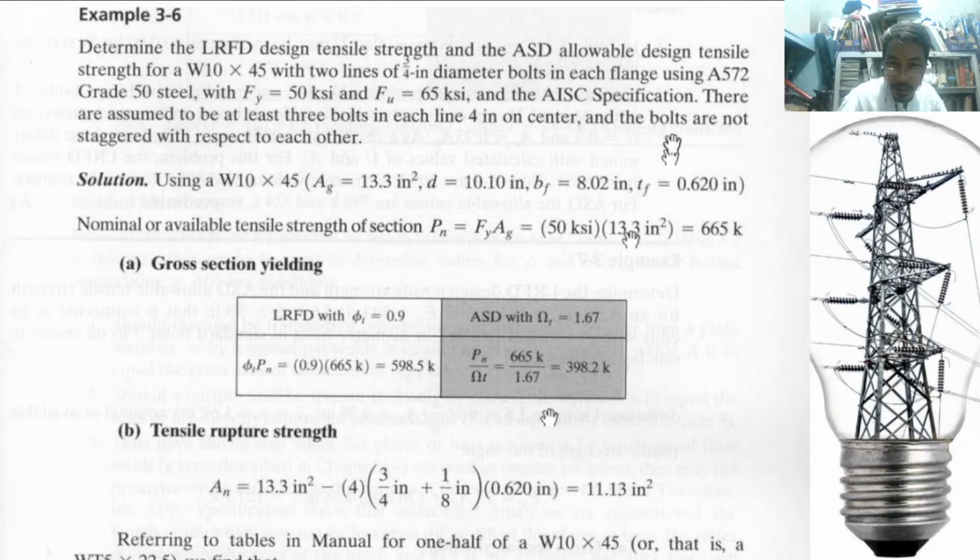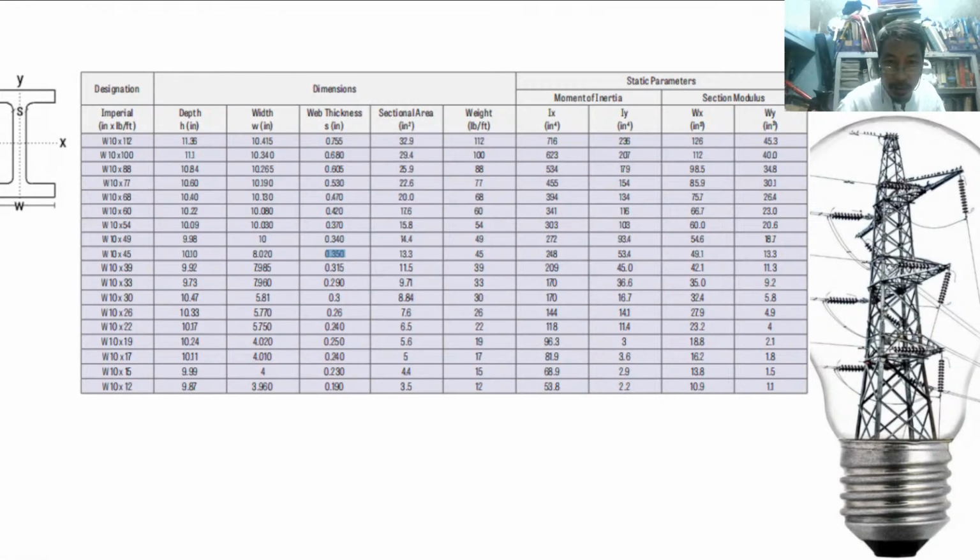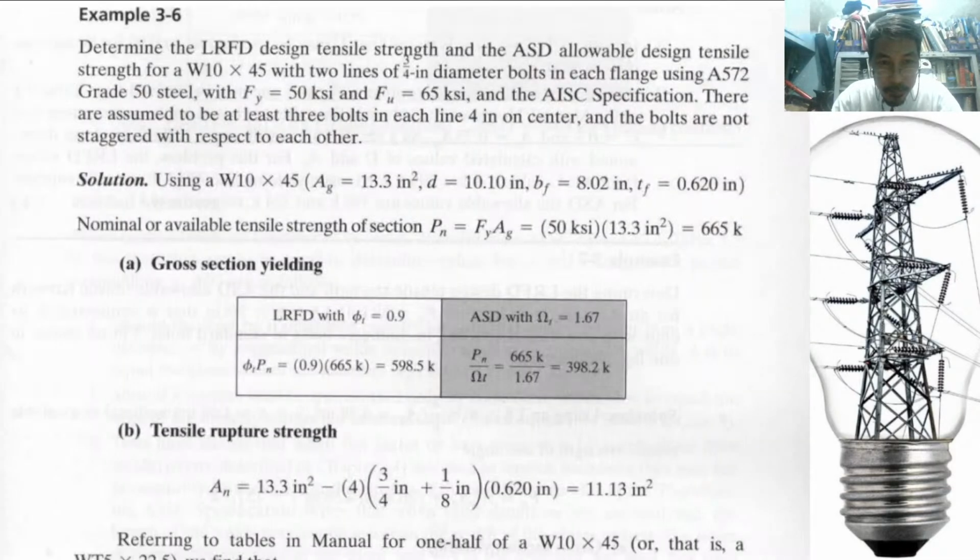So this is the thickness of the flange, because the flange thickness is found out to be 0.62 inches. Take note, you have to solve for that flange thickness because the hole is located on the flange, not on the web. As you can see on the table, this is the web thickness, 0.35. This is not the flange thickness. You have to solve for it. Our table doesn't show the value of the thickness.